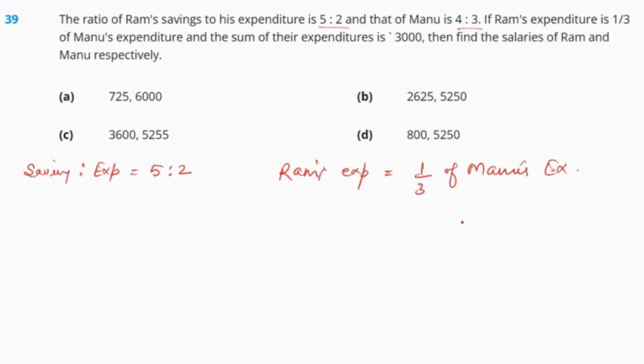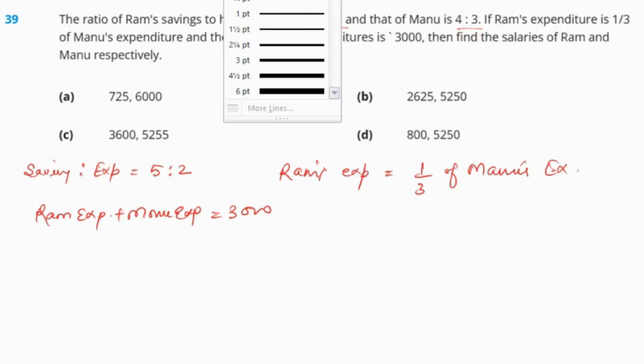And the sum of their expenditures, which means Ram's expenditure plus Mohan's expenditure, gives us what? 3,000. Then we need to find the salaries of Ram and Mohan.